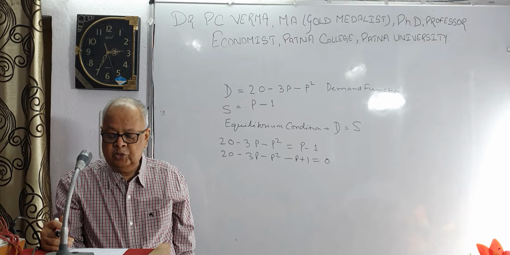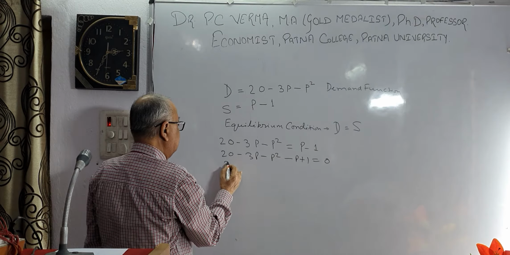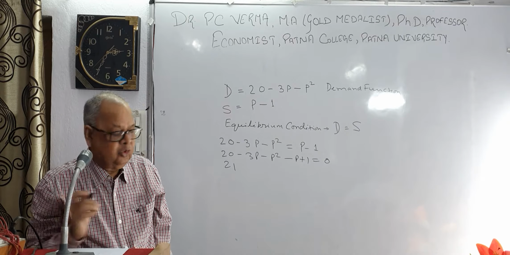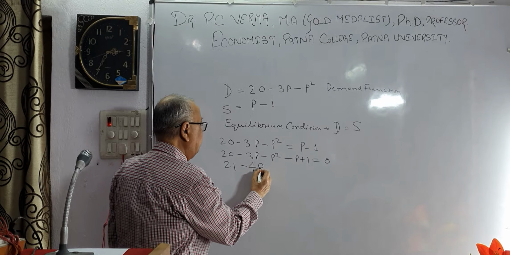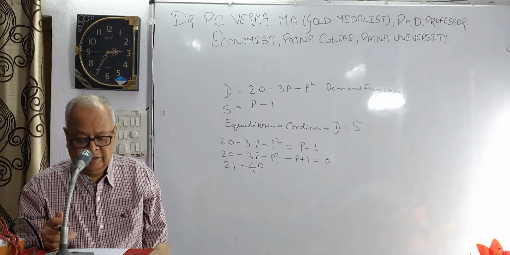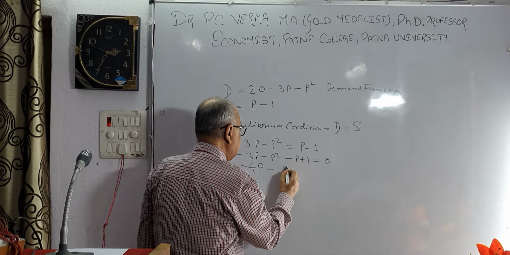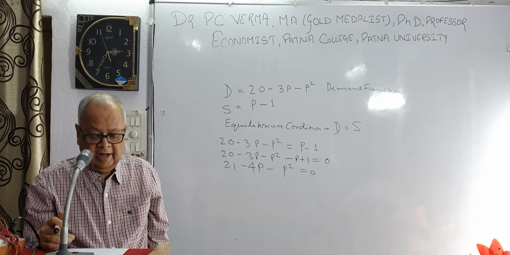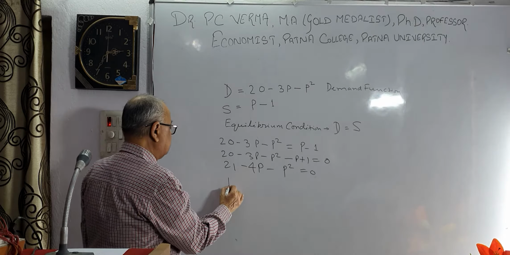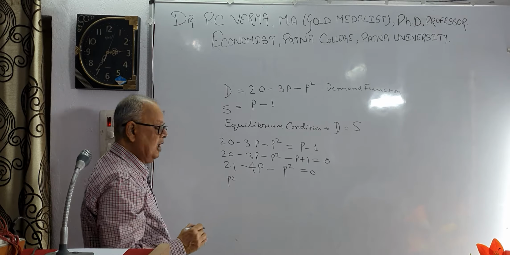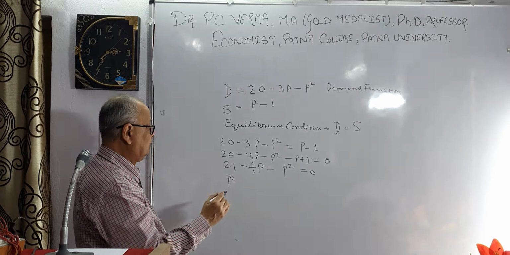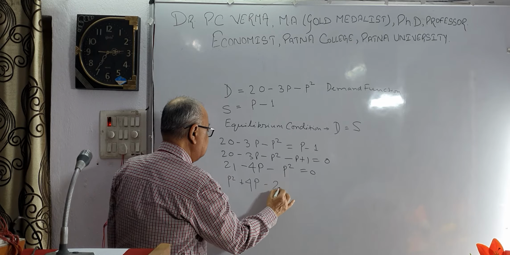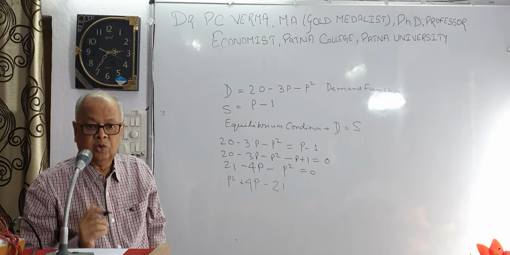Then add up 20 and 1, that is 21, and minus 3P and minus P, that is minus 4P, then minus P square. Minus P square minus 4P plus 21 is equal to 0. We can write P square plus 4P minus 21 is equal to 0.